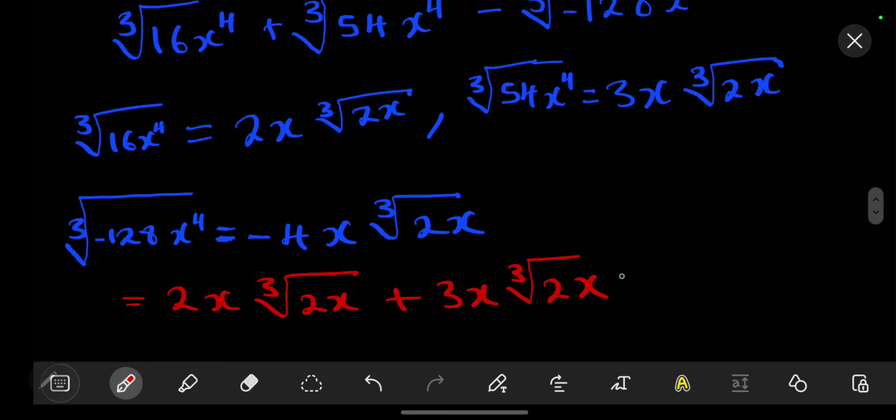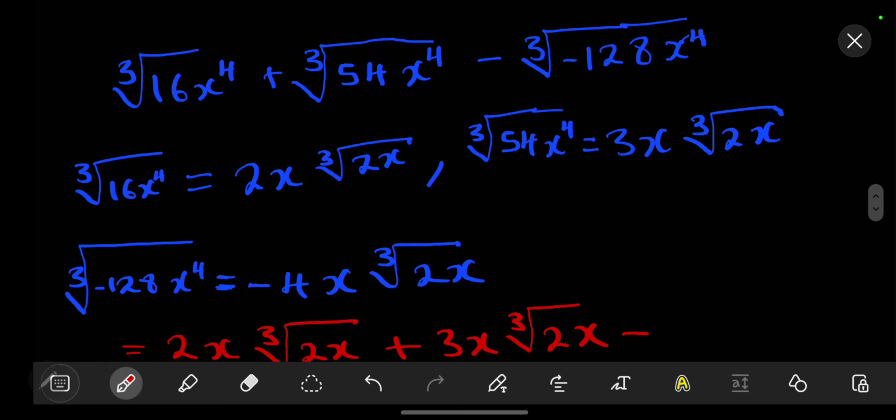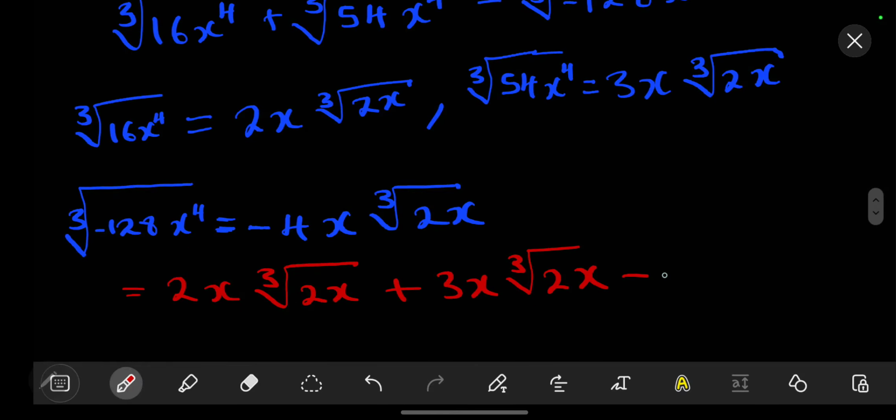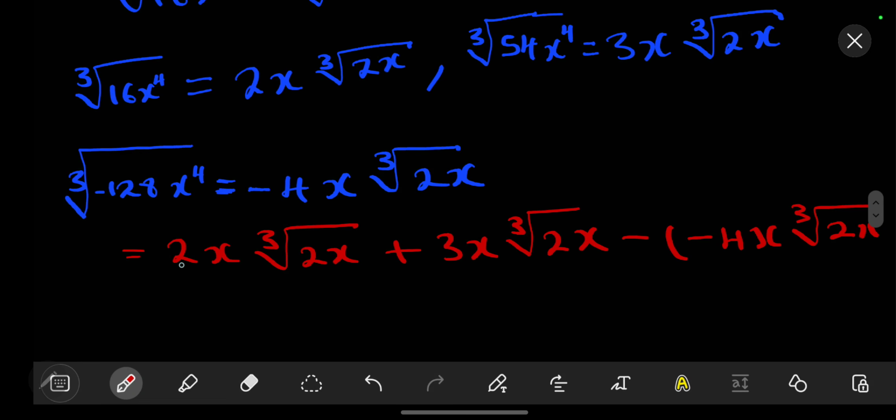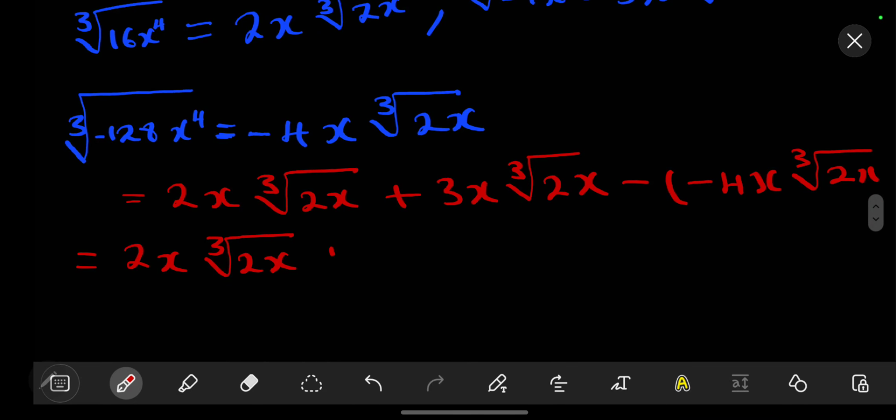Then we are going to have minus, which we have here, minus. Then we also have a minus here, so we have to put it in brackets. So we have minus 4x, like that. Then we have the cube root of our 2x, like that. So when we do that, we can now simplify. So as long as they are like terms, first let's be able to open the brackets. So we have 2x, cube root of our 2x, then also we have plus our 3x, like that. Then we have the cube root of our 2x, like that.